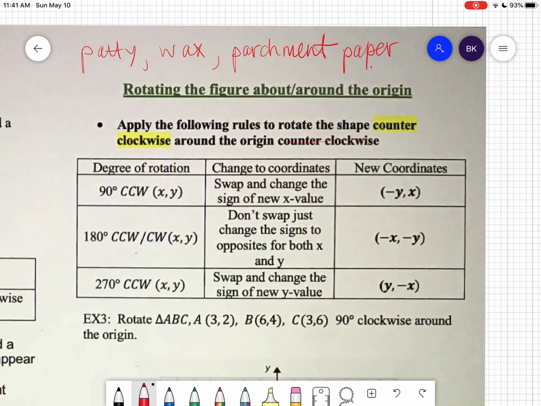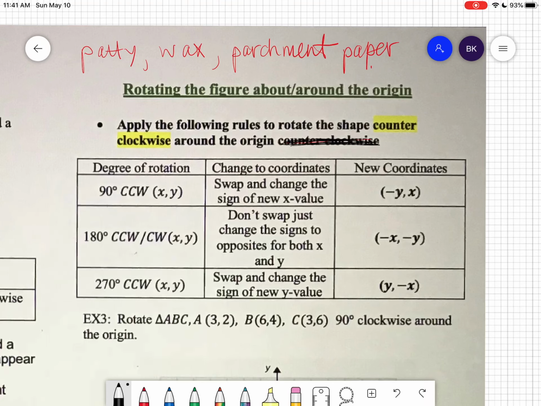So we're going to apply these rules when we rotate a shape counterclockwise around or about the origin. Counterclockwise, about the origin.